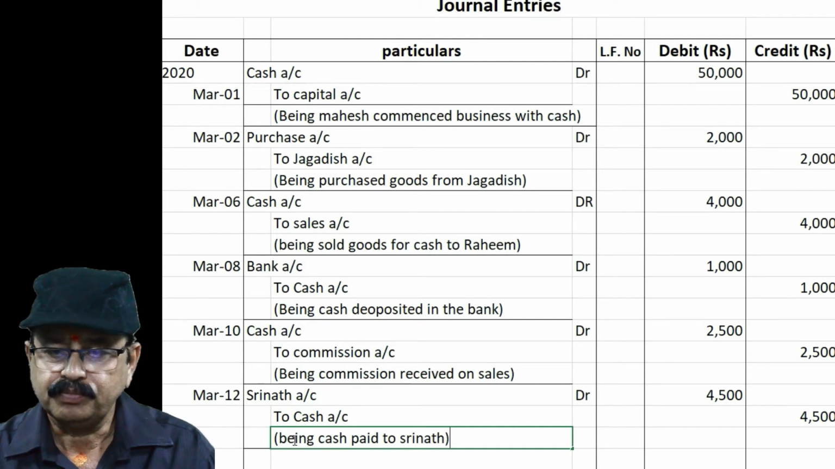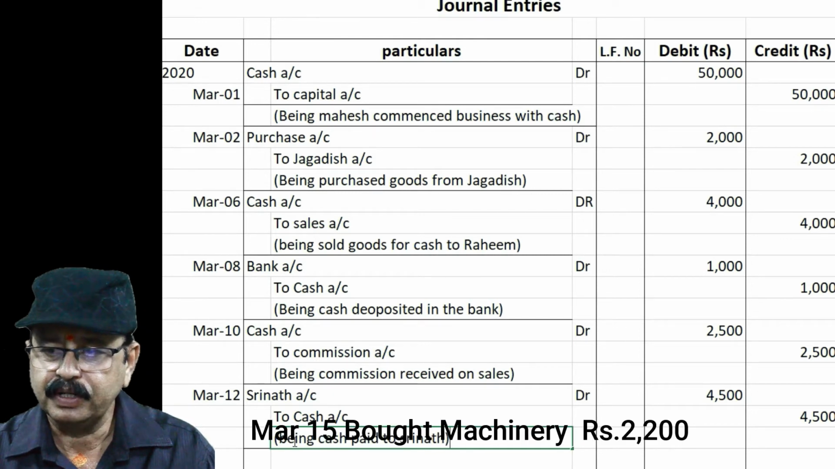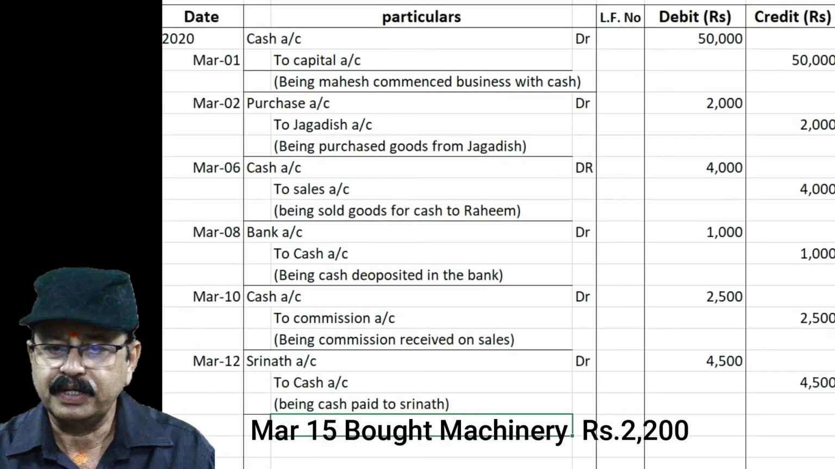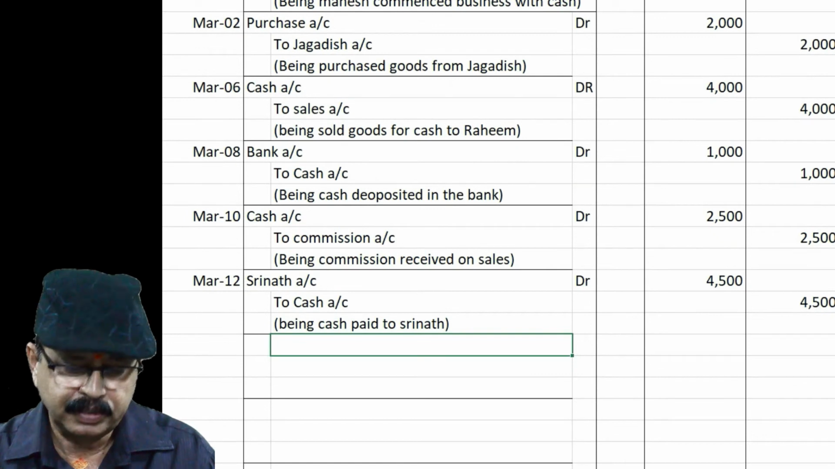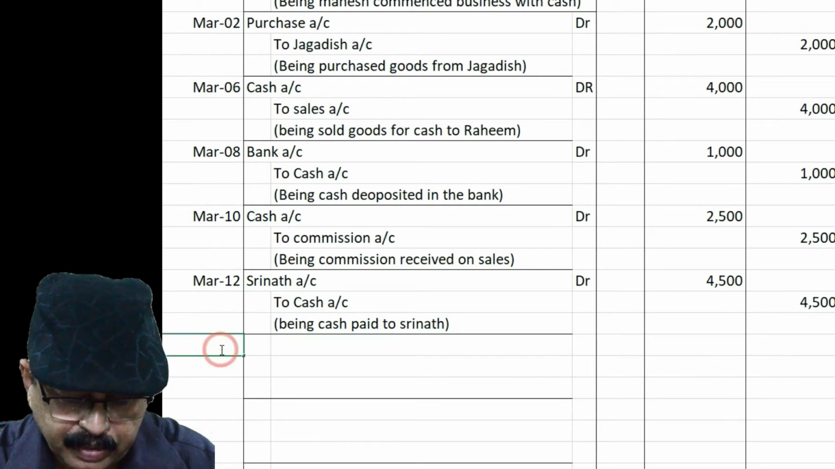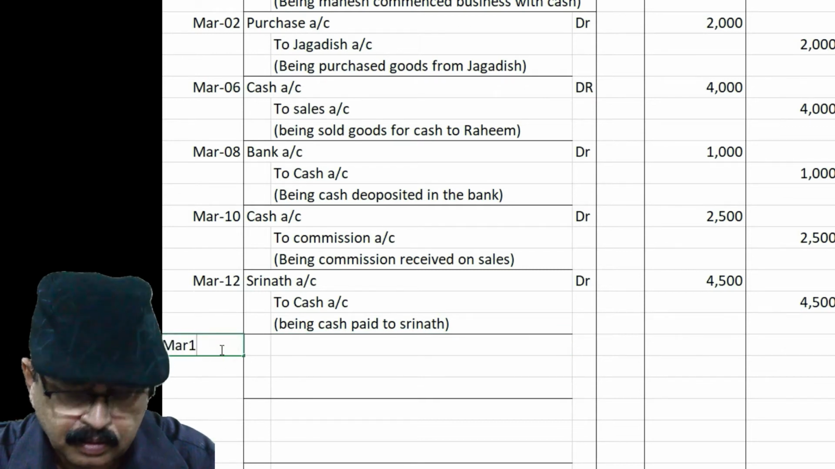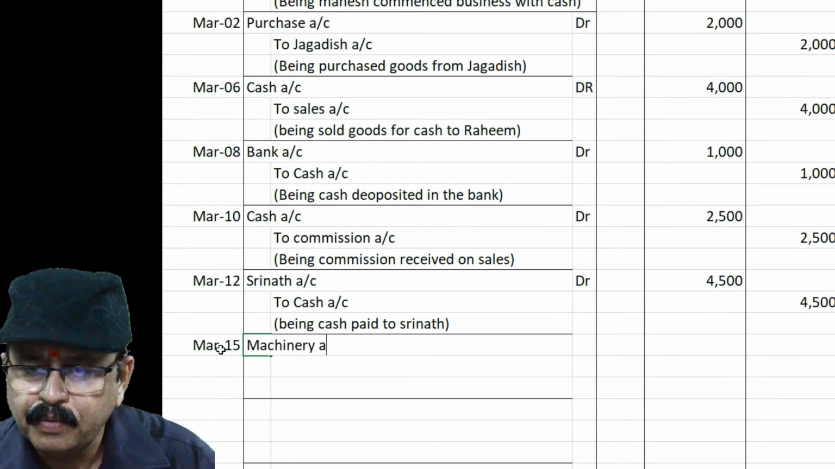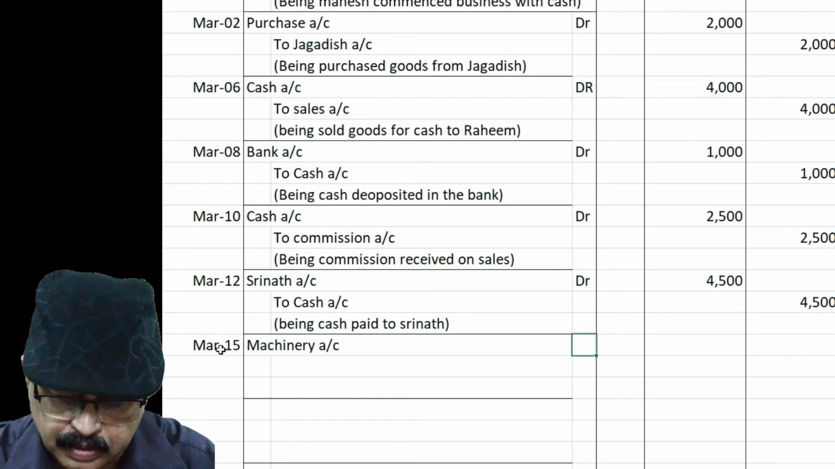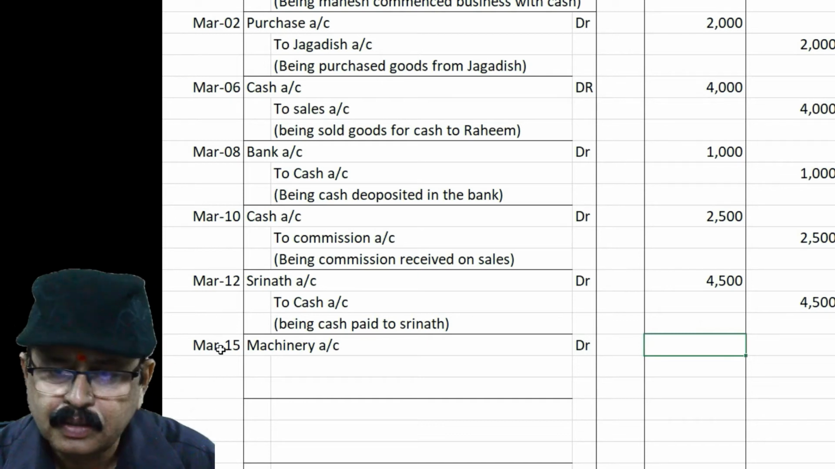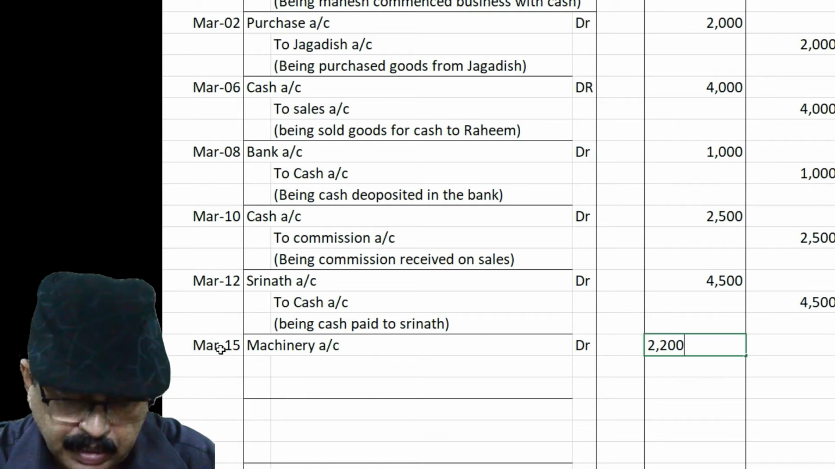So after that, March 15th, bought machinery. Bought machinery means purchasing machinery. When we are purchasing machinery, machinery is coming debit, cash is going credit. So March 15th, here we should write March 15th, machinery account. Machinery account is debit. The amount is 2,200. Machinery account debit to cash. Cash is going.